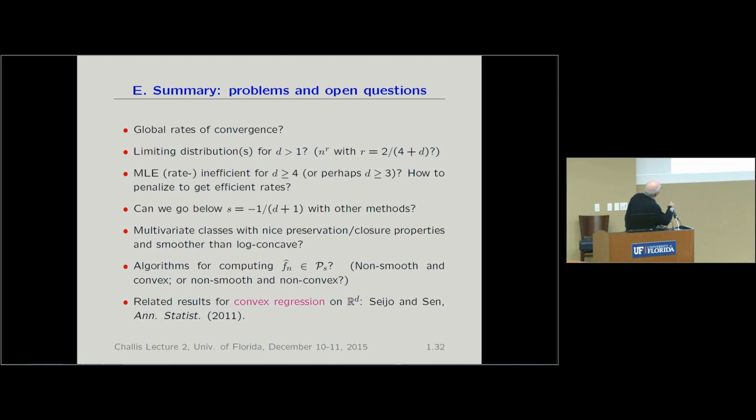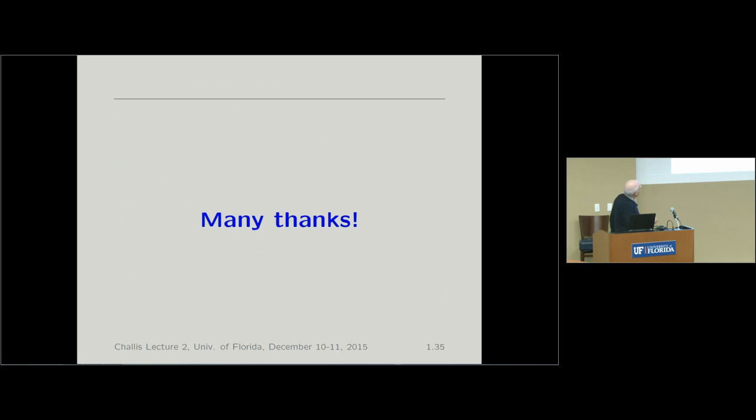Global rates of convergence, I mentioned that problem. We don't know how to do it. We don't have the tools yet in the empirical process theory. Limiting distributions for D bigger than 1, pointwise. Well, I suspect that the MLE itself is rate inefficient for D larger than 4, perhaps if D is, whoops, sorry.